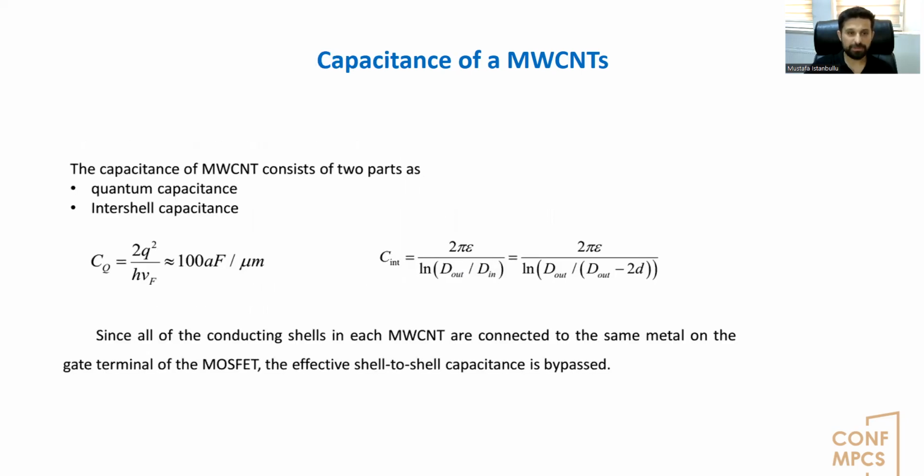The capacitance of multi-wall carbon nanotube consists of two parts: quantum capacitance and intershell capacitance. The quantum capacitance is a constant and it is approximately 100 attofarad per micrometer. Although the shell-to-shell capacitance can be defined by the right-hand side equation by using the coaxial capacitance formula, all the conducting shells in each multi-wall carbon nanotube are connected to the same metal on the gate terminal of the MOSFET. The effective shell-to-shell capacitance is assumed to be bypassed in this electrode model here.